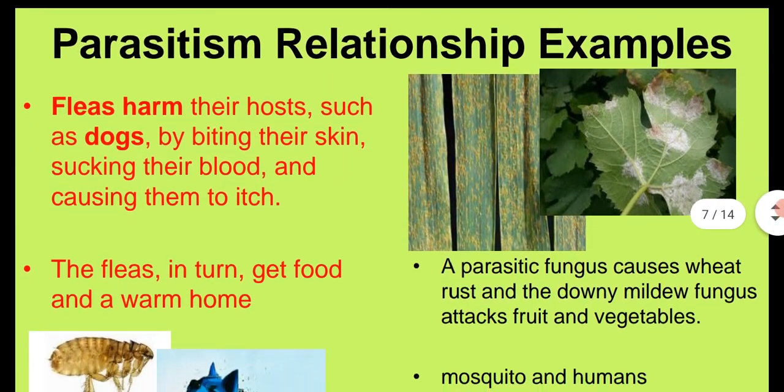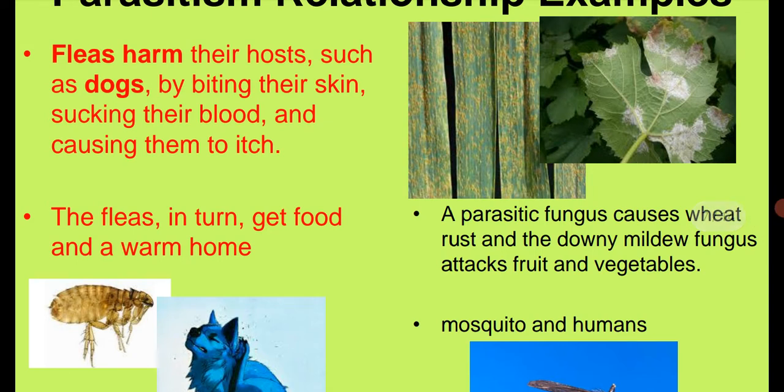Parasitism relationship examples. So one example is fleas. They harm their hosts, such as dogs, by biting their skin, sucking their blood, and causing them to itch. The flea, in turn, gets food and a warm home.